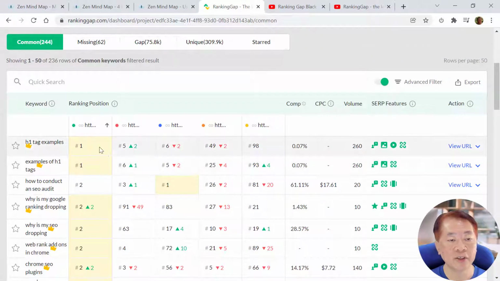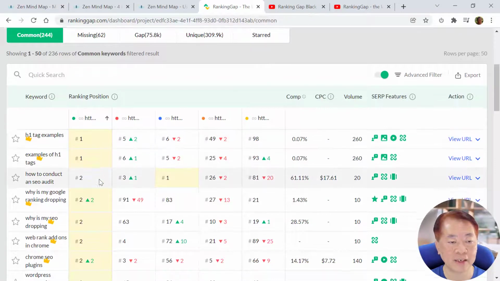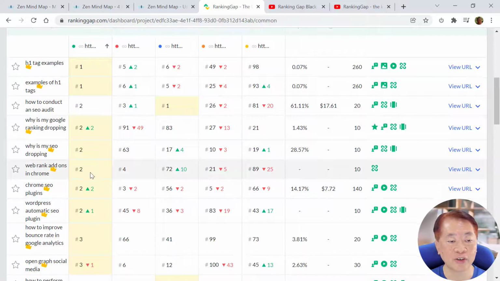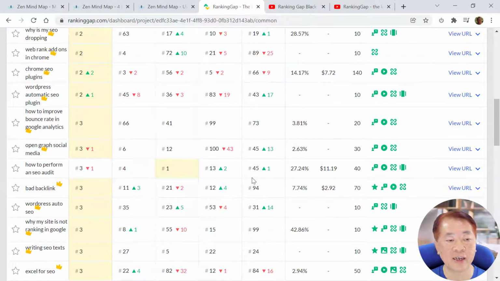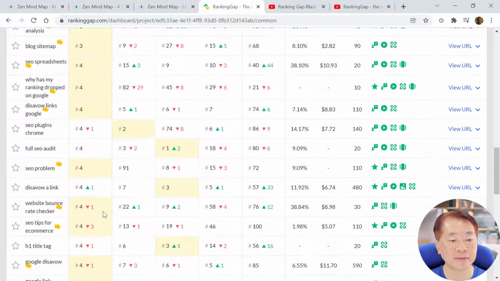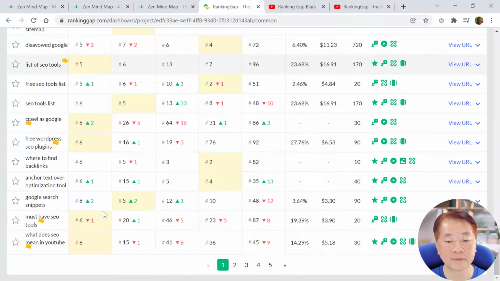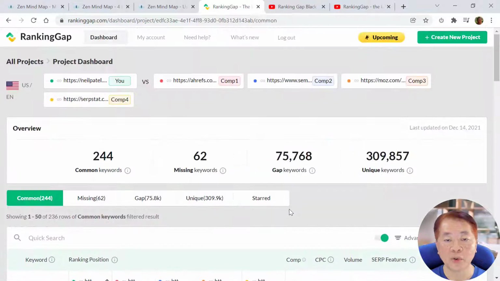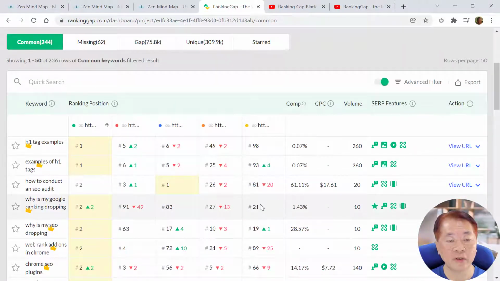Okay, so when you have common keywords, if you sort it here, these are the keywords that you are ranking higher than the competitors. Yellow box, higher than the competitors. So you know that these are the keywords you are ranking higher than the competitors.